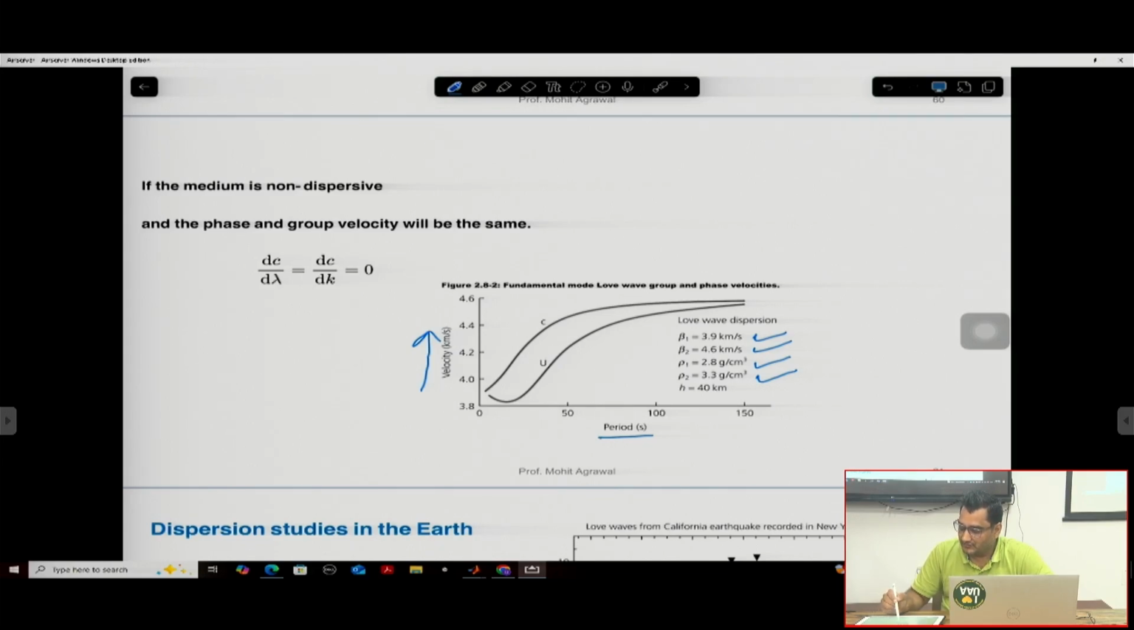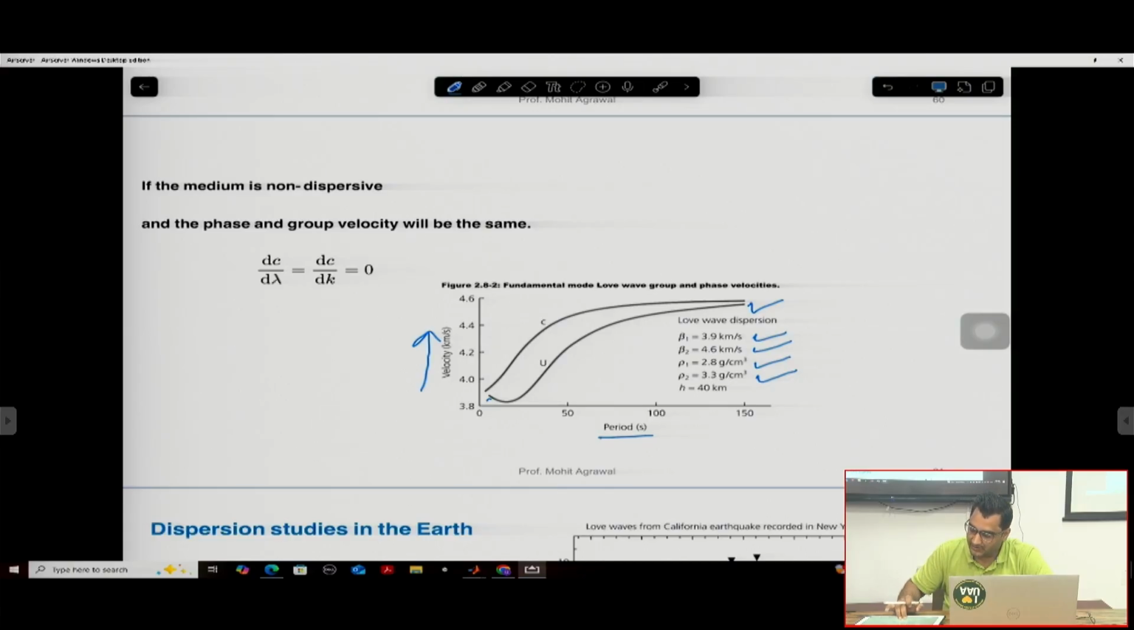Okay, so when you construct the synthetic Love wave dispersion curve for group and phase velocities, it will look something like this. In this dispersion curve, c is above u, and c is always greater than u, or you can say u is less than c.